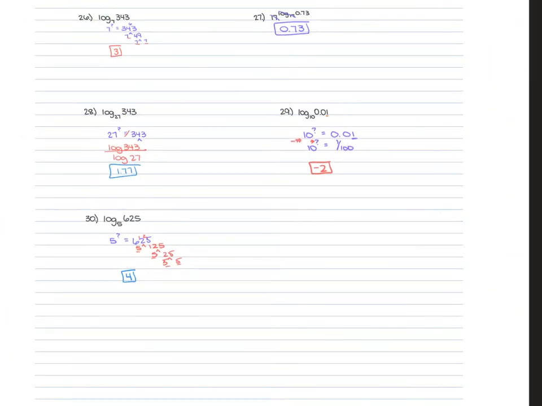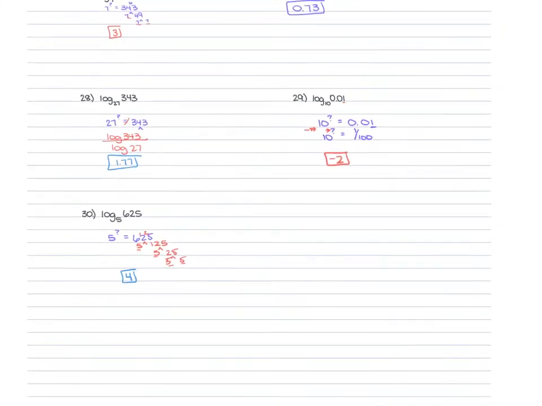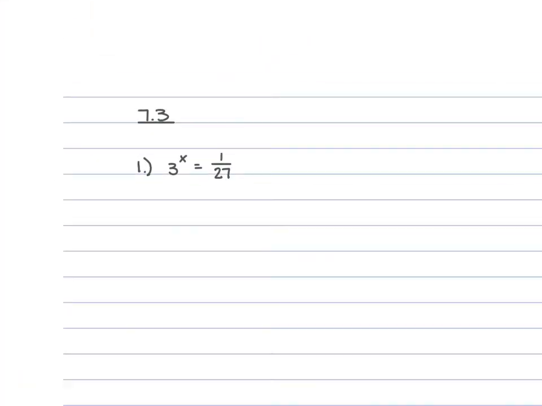For our next question, okay, I guess there's no more in there. For our next one, we have to solve these. So 3 to the power of x is equal to 1 over 27. Well, 3 to what power is 1 over 27? Negative 3.